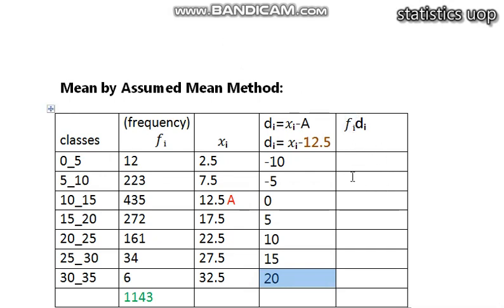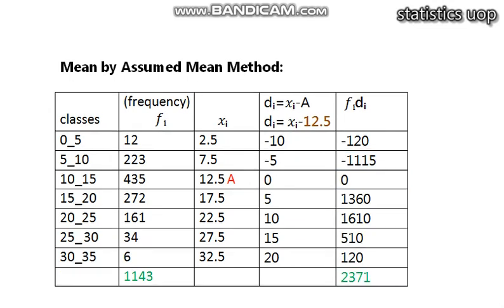Now this is the product of fi and di. Multiply this 12 with minus 10, we get the first value of fidi, that is minus 120. Similarly, by multiplying 223 with minus 5, we get the second value of fidi, that is minus 1115. Similarly, by multiplying all these values we get the fidi column. Okay, this is our fidi column and this is the sum of the fidi column.